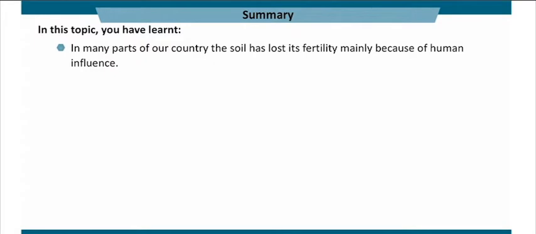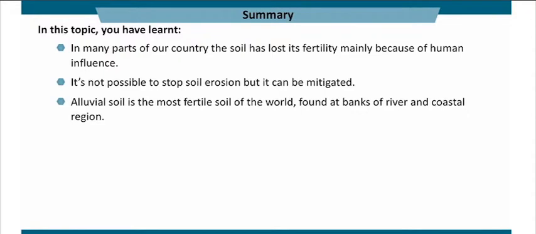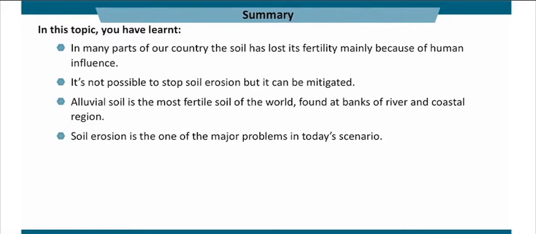In many parts of our country, the soil has lost its fertility mainly because of human influence. It's not possible to stop soil erosion, but it can be mitigated. Alluvial soil is the most fertile soil of the world, found at the banks of the river and coastal regions. Soil erosion is one of the major problems in today's scenario. Government has taken many steps to conserve soil.